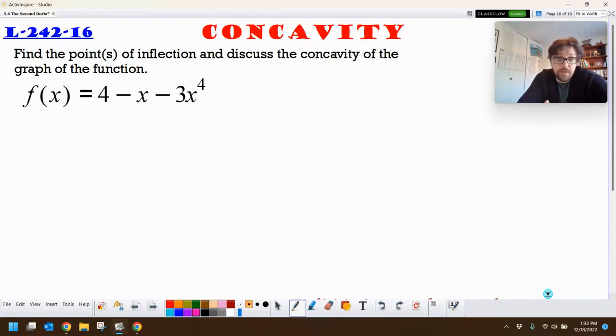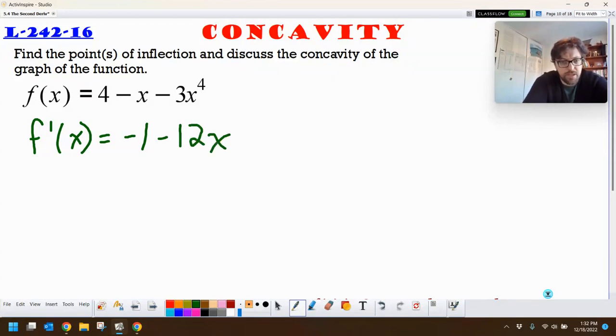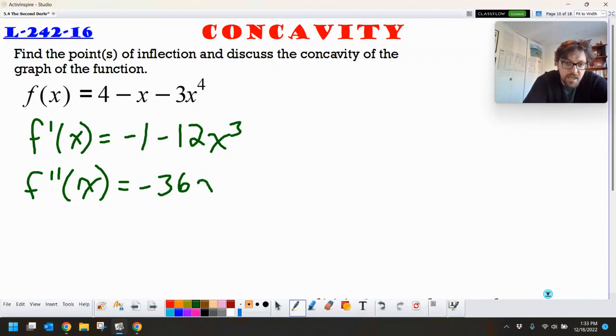Let's put that all together and figure out what's going on with the concavity and find our point or points of inflection for this graph. So I need to figure out what's going to go on with the second derivative, but to do that, I first have to find the first derivative. So that's going to be negative 1 minus 12x cubed. And so then f double prime of x equals, let's see, that's going to be negative 36x squared. So when that thing is going to equal 0, that's going to tell me my potential points of inflection.